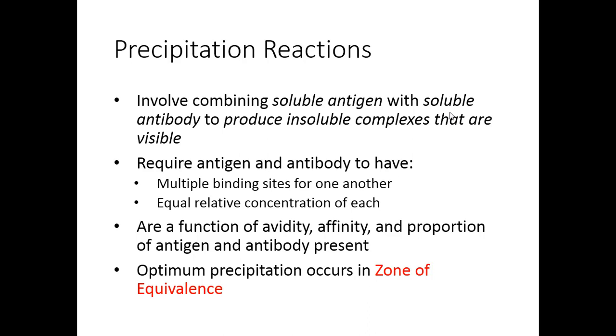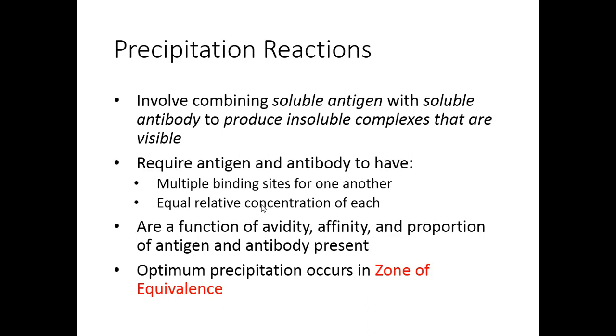In order for precipitation reactions to yield visible complexes, the test really requires that we have multiple binding sites, or multivalency, both multivalent antigens and multivalent antibodies. Precipitation reactions are soluble to begin with, so we really have to get some good binding in order to be able to visualize this. We have to have generally a relatively equal concentration of antibody binding sites and antigen binding sites. And we're going to see in a minute why that is.